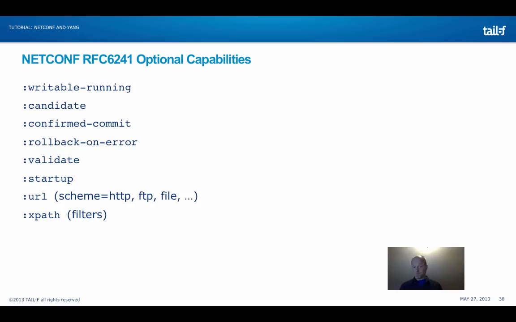Startup database. URL, meaning you can use URLs as data stores. This is of course handy to have a config on a TFTP server or something, and you can copy that directly to the data store within the device. XPath. XPath is a complex filtering language, so for a device it's optional to support it, and if it's supported, the management system can send complex queries to select specific parts of the config when retrieving the configuration.